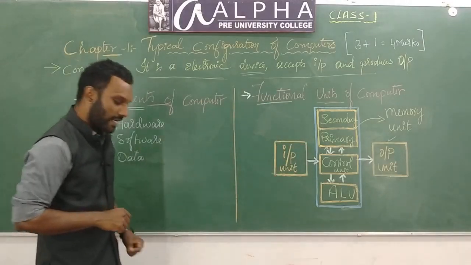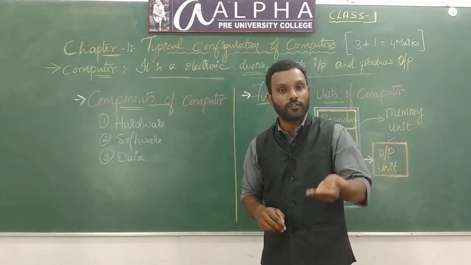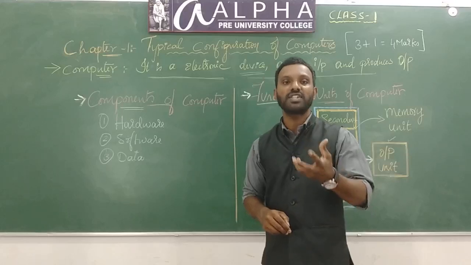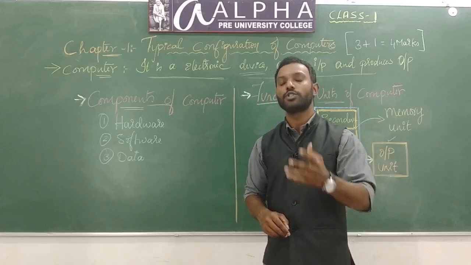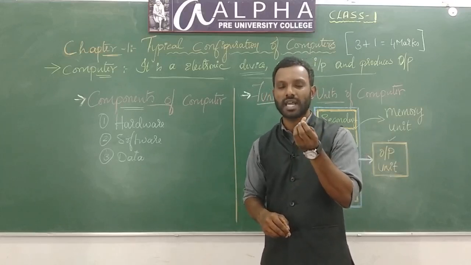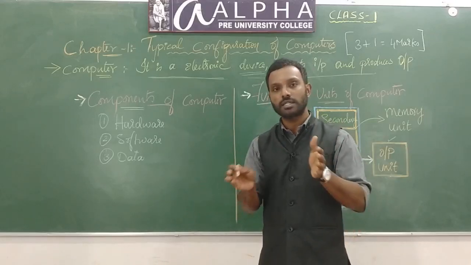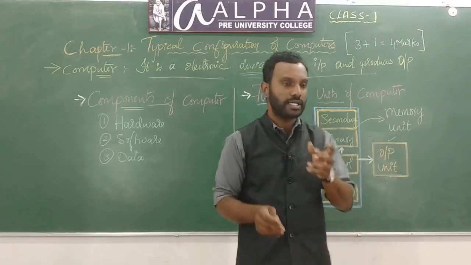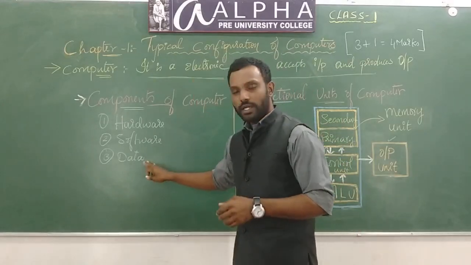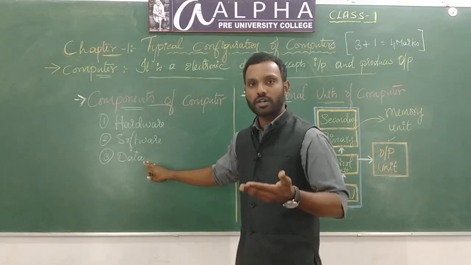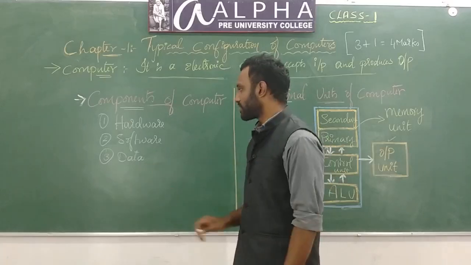Now how can I define data? Data is a raw fact which has a partial meaning. What does partial meaning mean? It means it has some meaning but not with the complete sense. I shall talk about that a bit later when I come to the functional units of computers. So data is a raw fact which has a partial meaning.